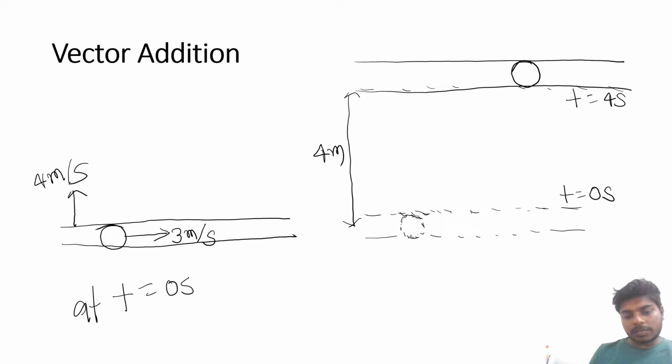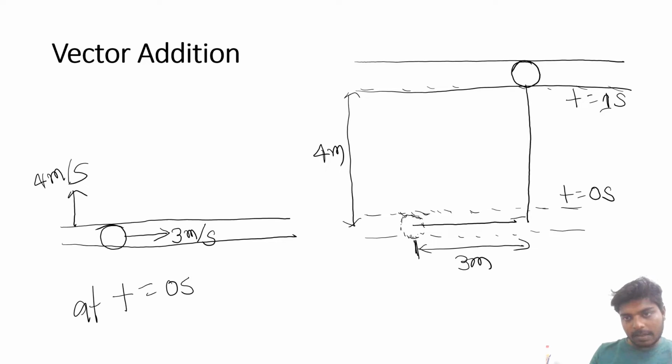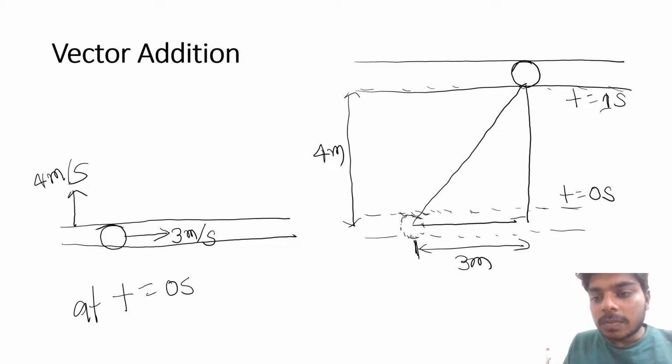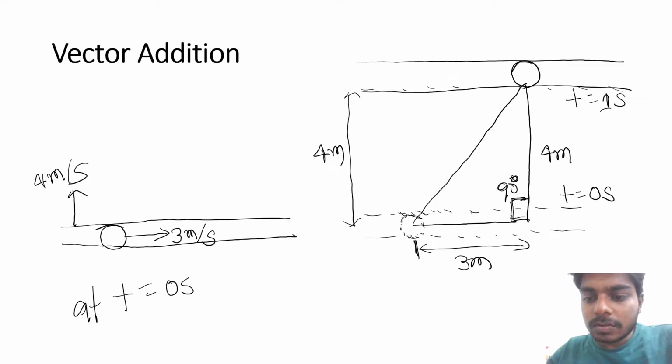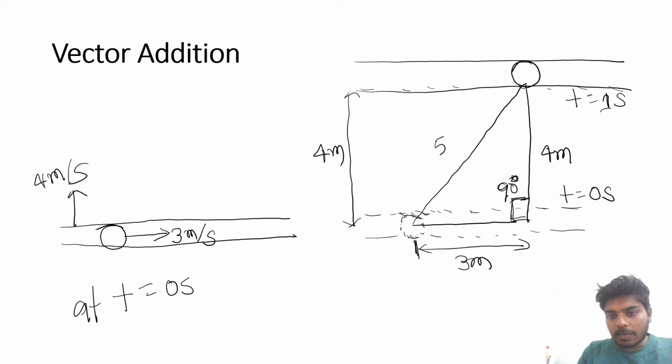After 1 second, let me erase. After 1 second, how far did it go this way? 3 meters. So we know that this is 4 meters, this is 3 meters, and since it is 90 degrees, what will be the hypotenuse for this? 16 and 9, this is 5 meters.